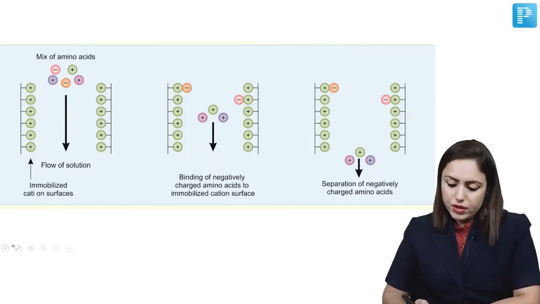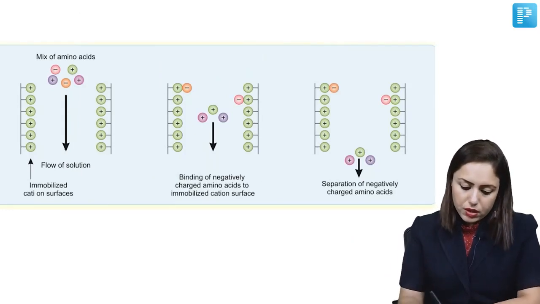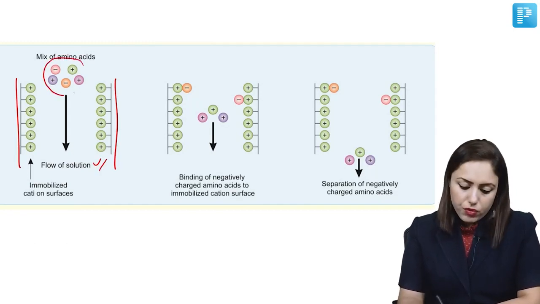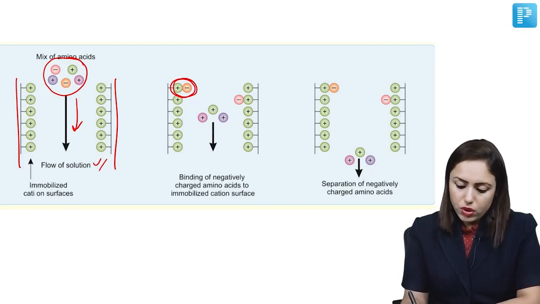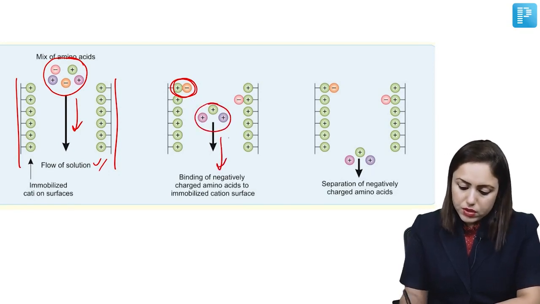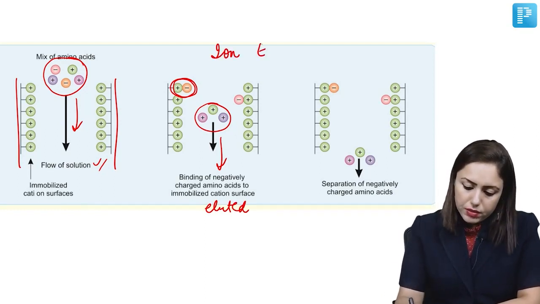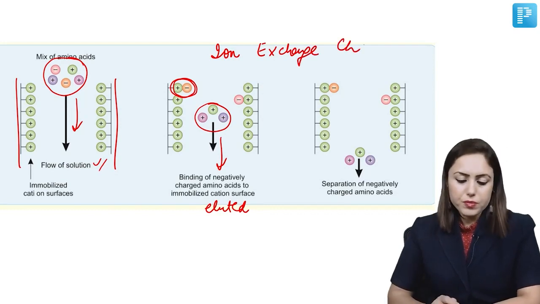Then what is this chromatography? This is the column where a positive ion is attached in the column, and this is a mixture of positive and negative amino acids going down. So what is happening? Negative amino acid will be attached to the column and positive amino acids are eluted out. So this chromatography is ion exchange chromatography, right?